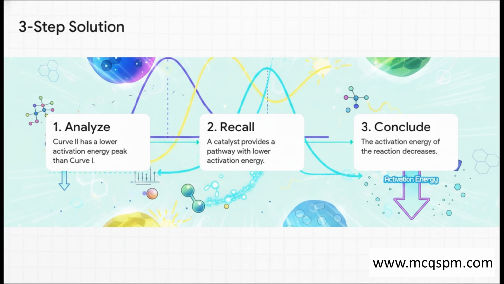Let's walk through this using a super simple three-step strategy. Step 1. Just look at the diagram. What do you see? The peak of curve 2 is clearly lower than curve 1. This means the activation energy went down. Simple. Step 2. Recall the theory. What's the only thing we talked about that actually lowers the activation energy? A catalyst. Step 3. Confirm your answer. Find the option that says a catalyst was added, which caused the activation energy to decrease.